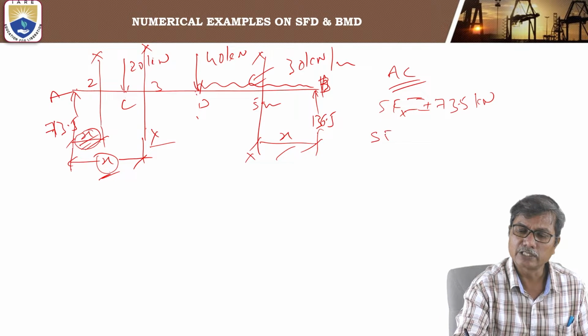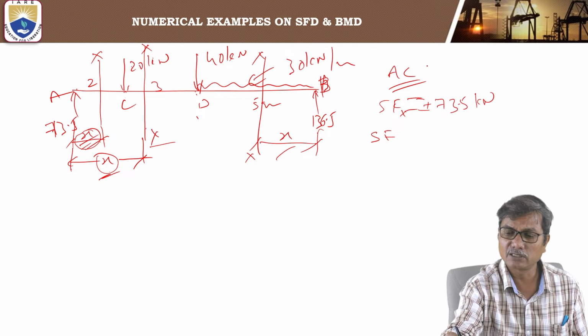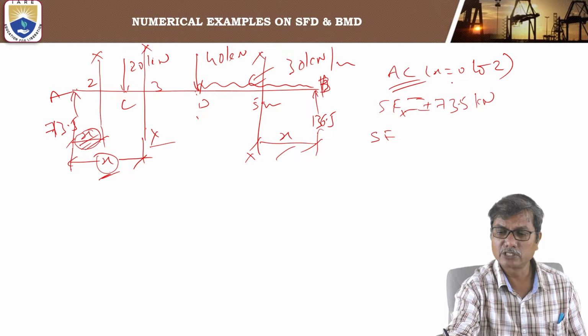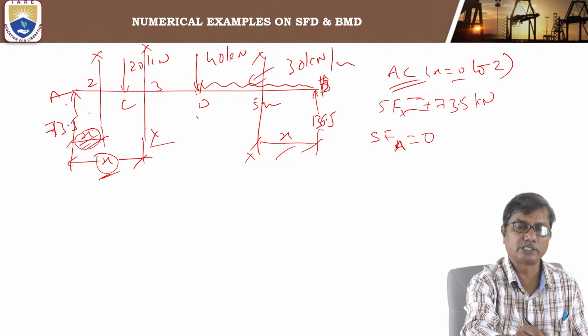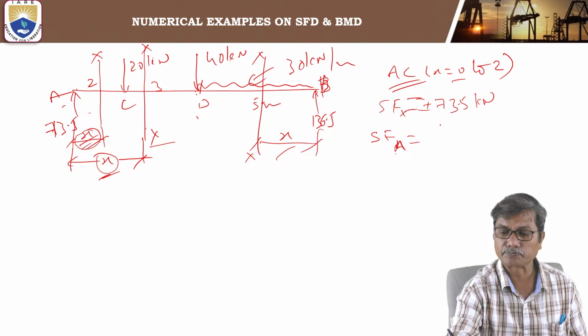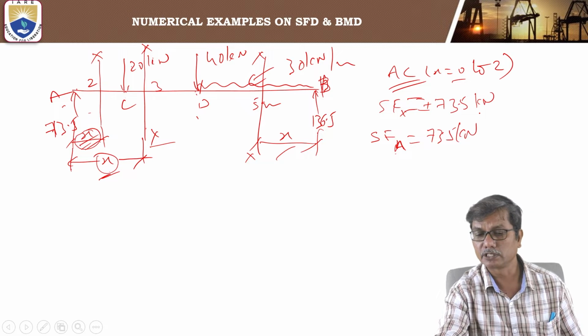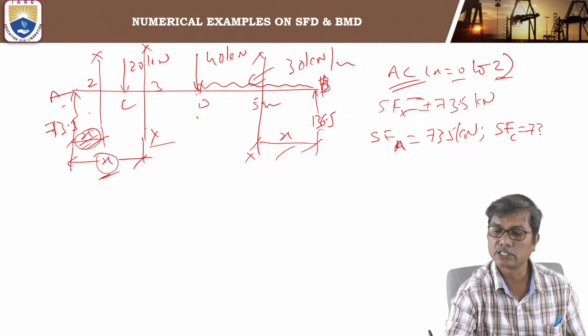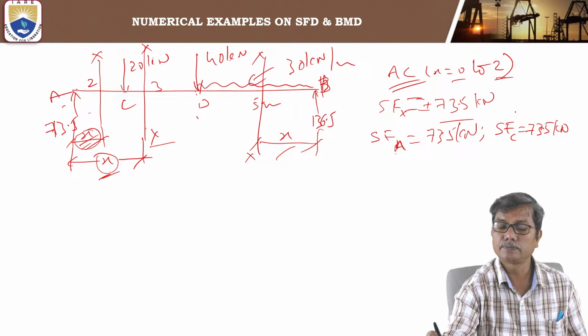What does this mean now? The limits of x are 0 to 2. Okay. So at x equal to 0, the section is at A, and shear force at A is 73.5. It is independent of distance x. Similarly, at x equal to 2, the section will be at C, and shear force at C is also 73.5 kilonewtons. Both are positive only.